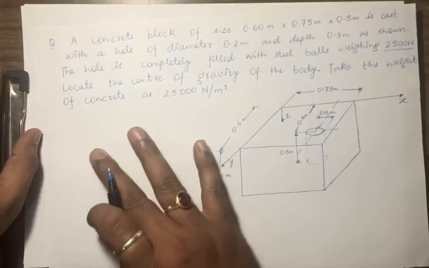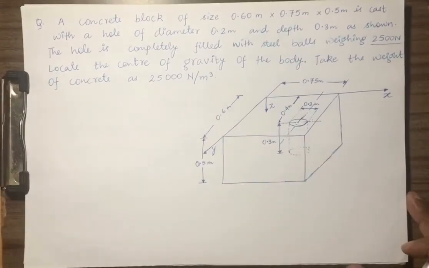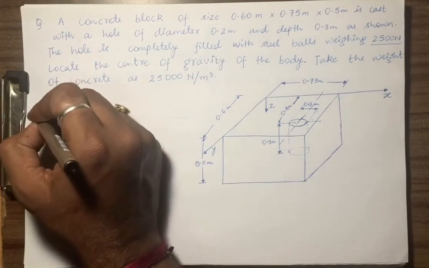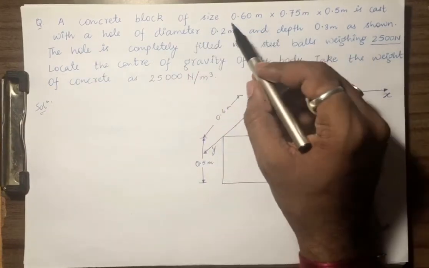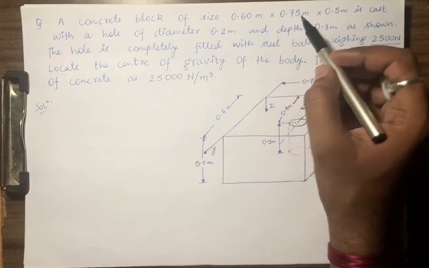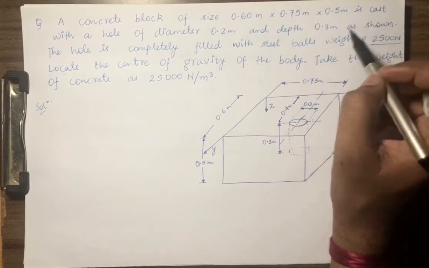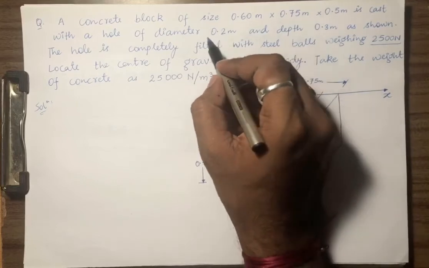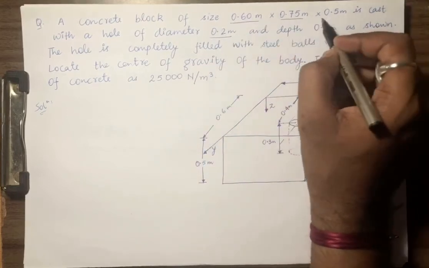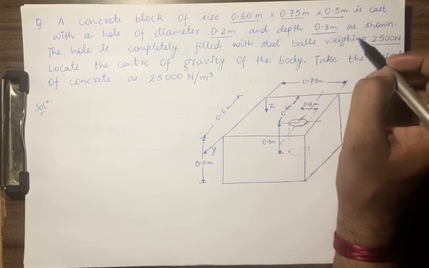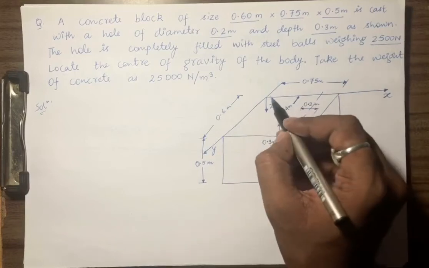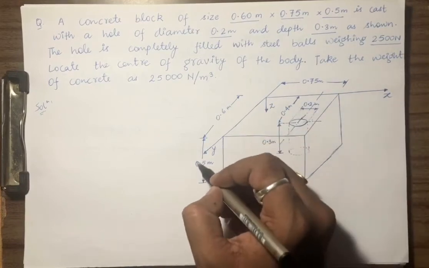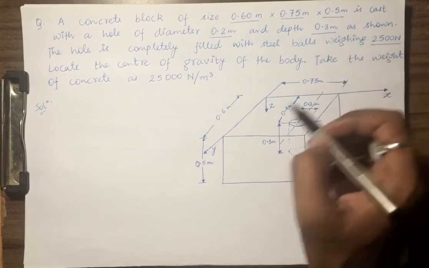So let us solve one more problem for a little bit more clarity. So what is this problem? Let me read it out. A concrete block of size 0.6 meter into 0.75 meter into 0.5 meter is cast with a hole of diameter 0.2 meter, that is 200 mm, and depth 0.3 meter as shown. So this is the body, with width, length and height. These are the dimensions given.